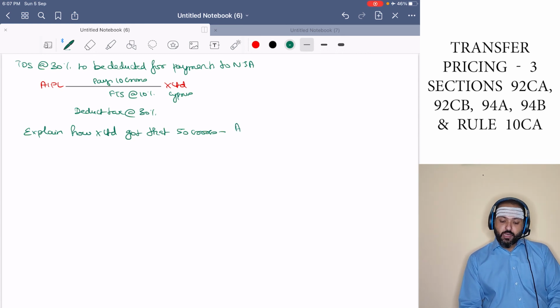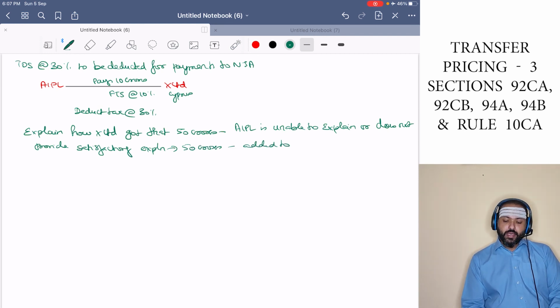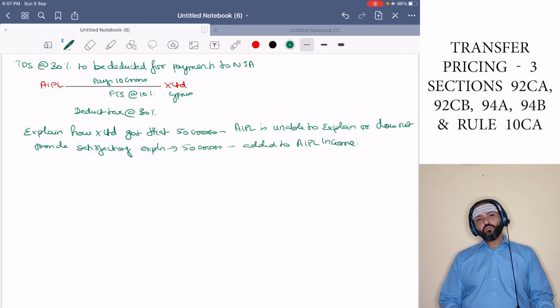Suppose AIPL is unable to explain or does not provide a satisfactory explanation, 50 crores will be added to AIPL's income. So what will happen?